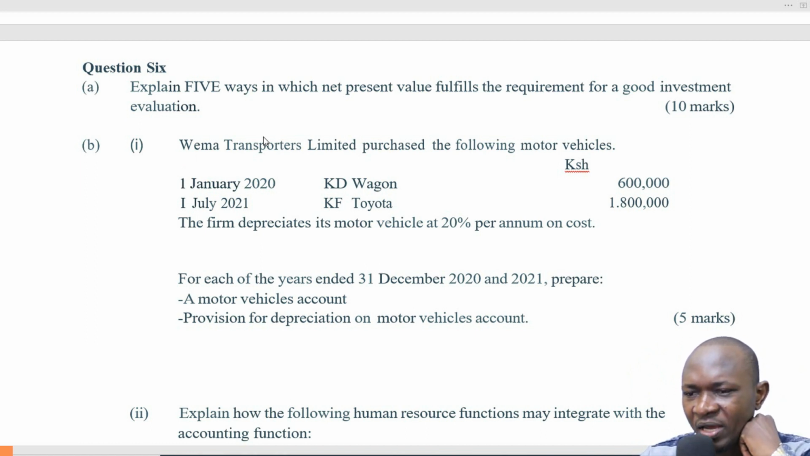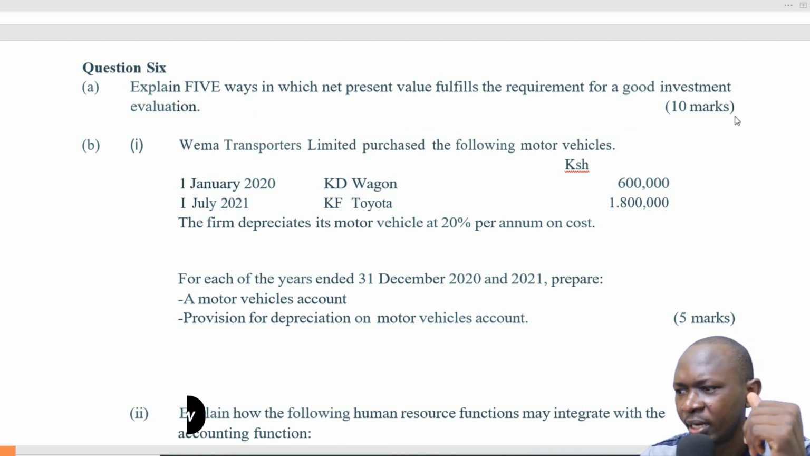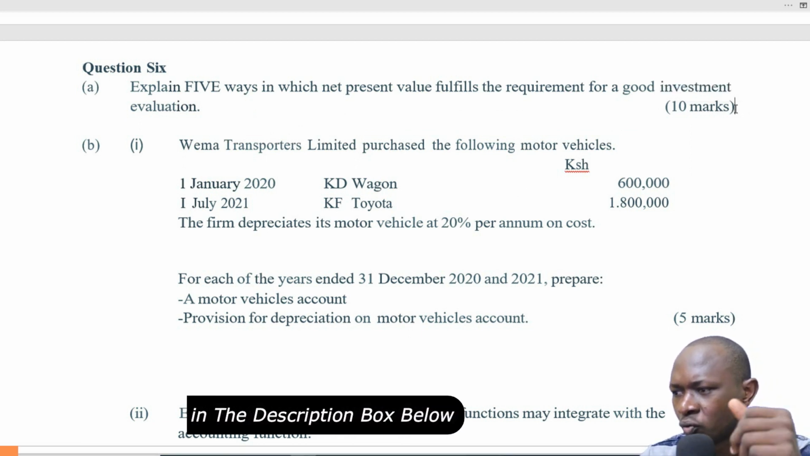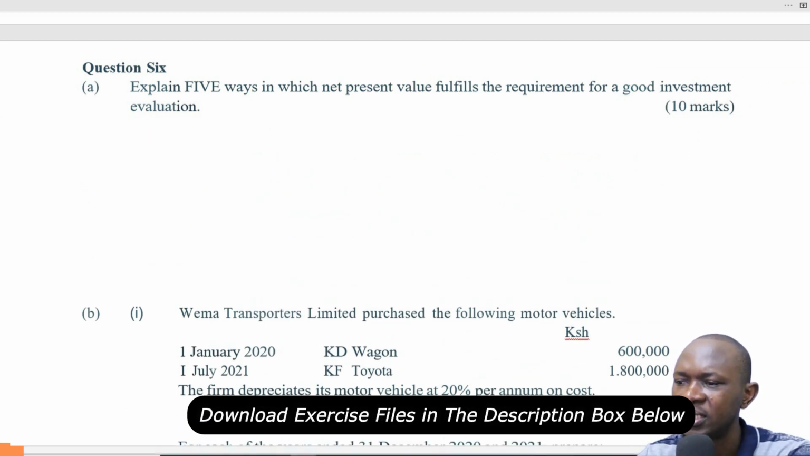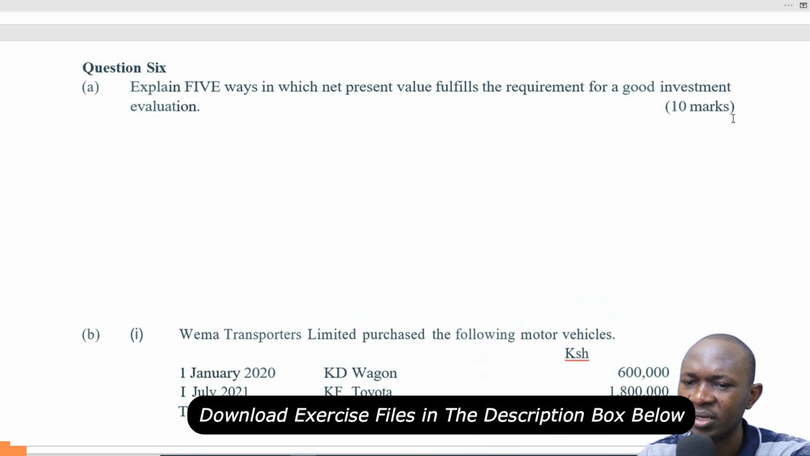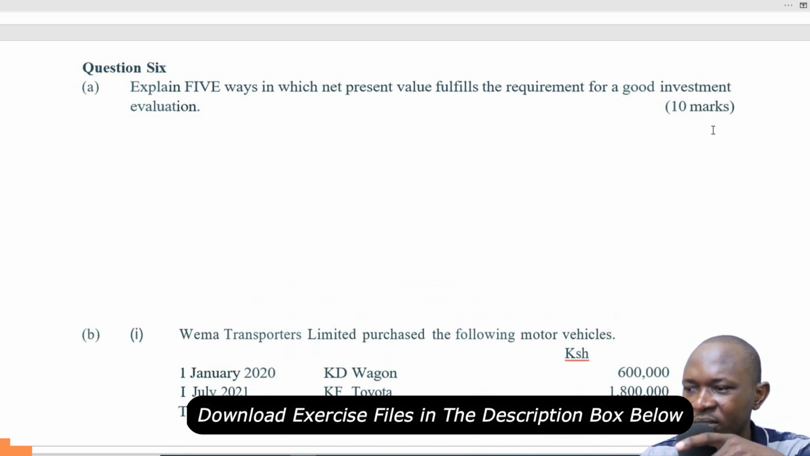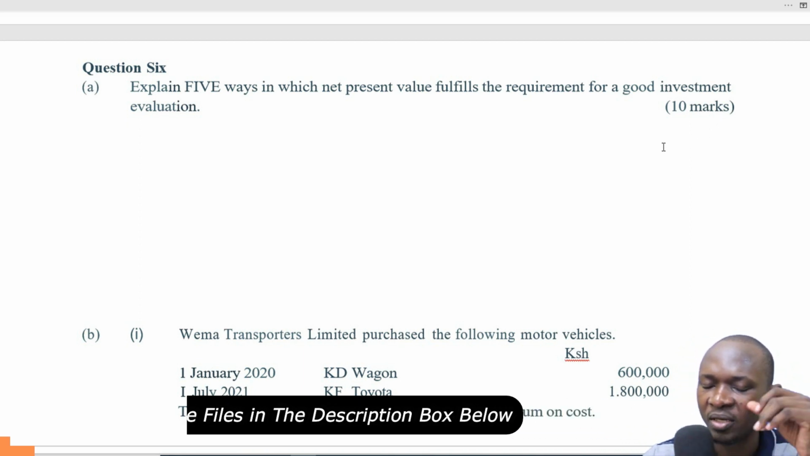So explain 5 ways in which the net present value fulfills the requirements for a good investment evaluation.